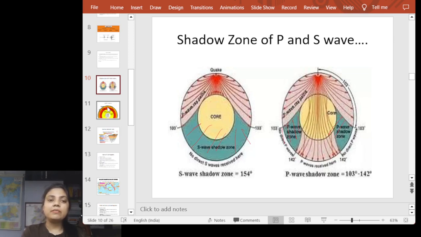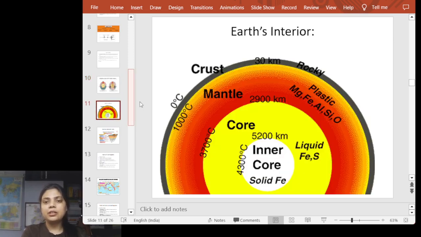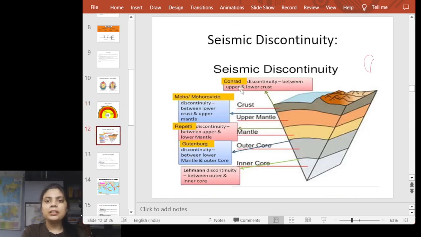Because S wave can travel only through the solid state, but the P wave can travel through the solid, liquid and gaseous state. Next, here I have given the pictorial representation of the core, mantle and crust. You can look at it. The next subtopic which is important related to earthquake is seismic discontinuity.